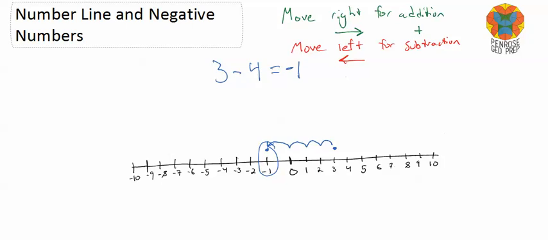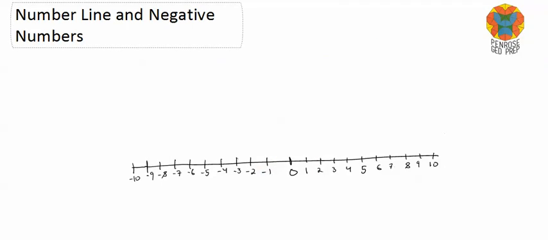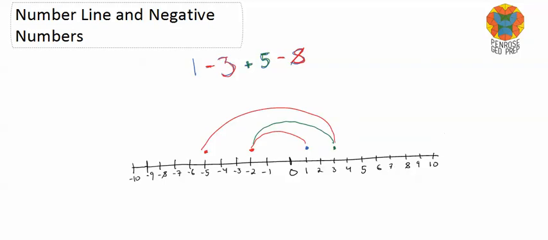Hopefully by now you have a sense of how we can use the number line in general to solve arithmetic problems. We can use the number line to solve more complicated examples than the two we just looked at. For example, let's look at the problem 1 minus 3 plus 5 minus 8. If we drew all the steps to solving this problem on the number line, it would look like this. We started at 1 here, corresponding to the first number in our expression.